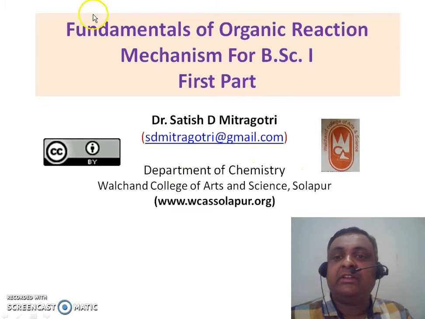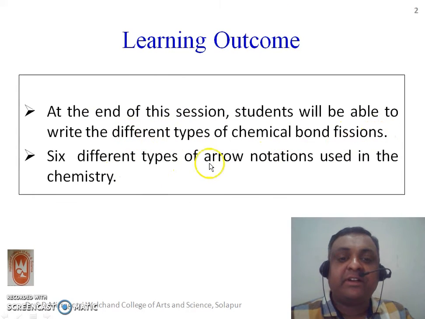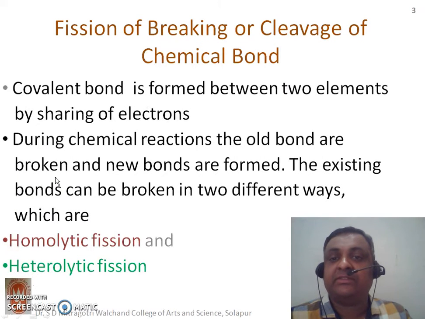We are going to deal with something about fundamentals of organic reaction mechanism. Let us start with defining learning outcomes of this session. At the end of these sessions, you will be able to write different types of chemical bond fissions and six different types of arrow notations used in chemistry on a regular basis.